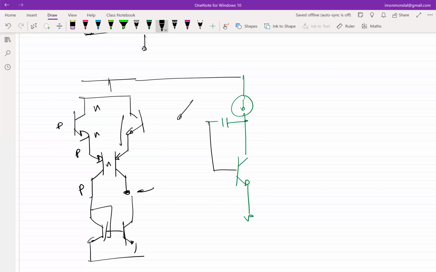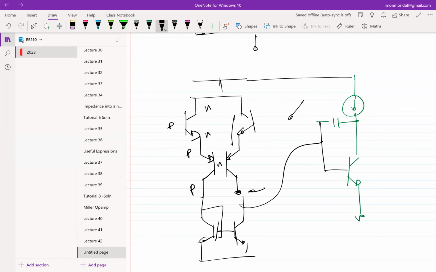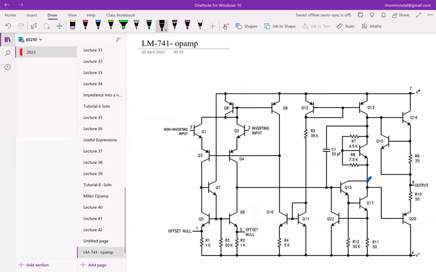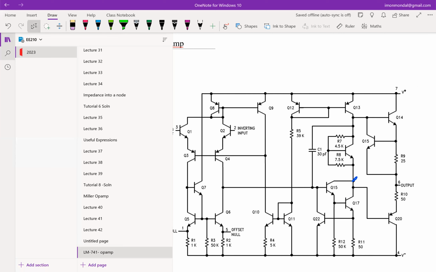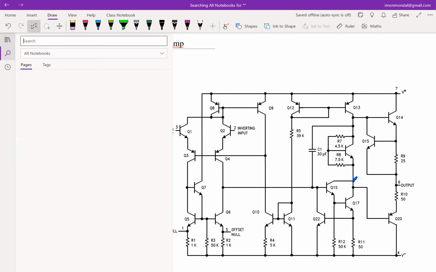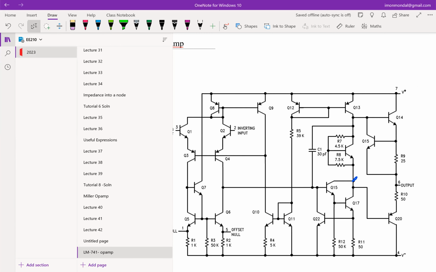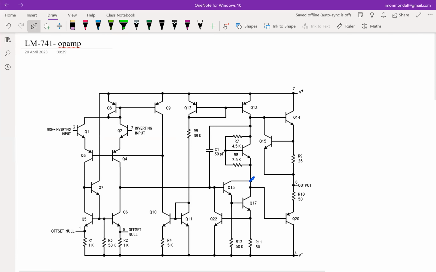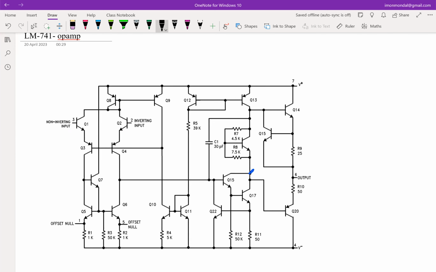Something like this. And instead of a current mirror, you can use the equivalent of that, and you take it and connect it here. So the reason I'm showing you this is because this is what is done in a 741 op-amp. Don't worry, this is not coming in the MC. But if you see a structure, now you should be able to deconstruct it.